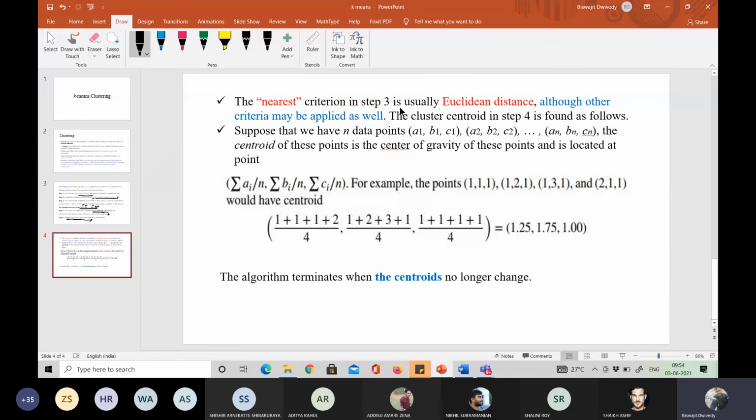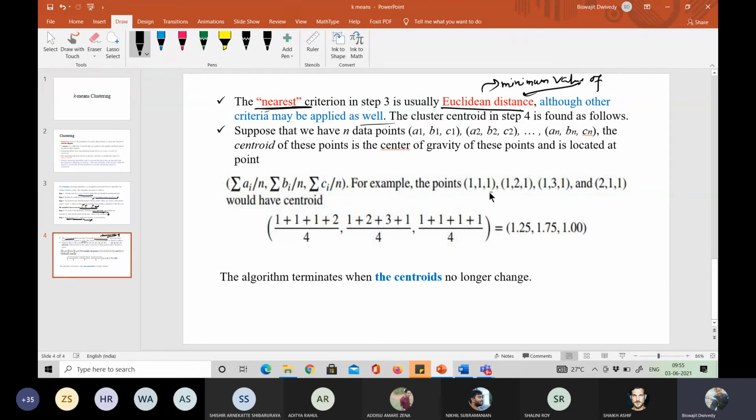Basically you can see step 3, the nearest criterion. How are you going to find the nearest criterion? That is based upon your Euclidean distance, meaning the minimum value of your Euclidean distance. Although other criteria may be applied as well, meaning you can also use other formulas, usually those are not used. So how are you going to update the cluster centers? Just by taking the center.